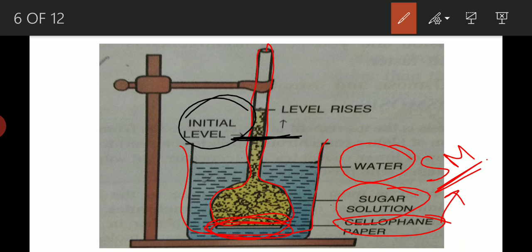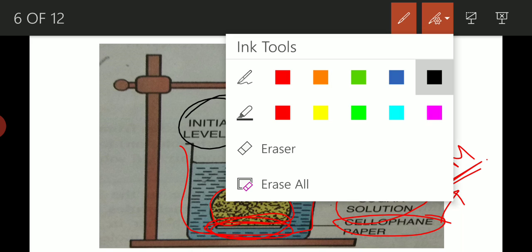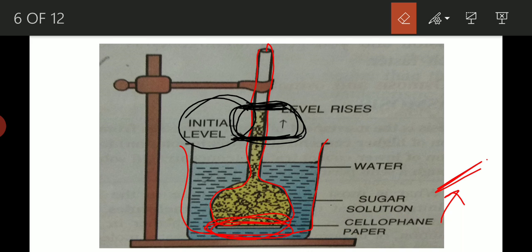If you keep this setup for at least 1 or 2 hours, then after that you will notice that there is a rise in the level. There is an increase in the level of the sugar solution inside the thistle funnel. This you will notice. Why is this happening? What do you think, student?